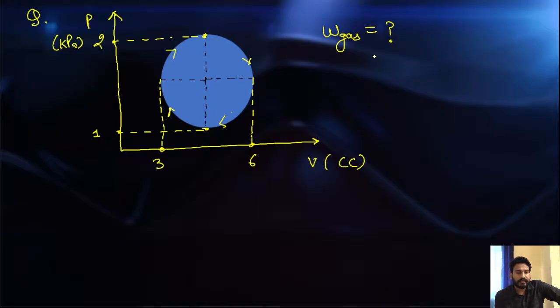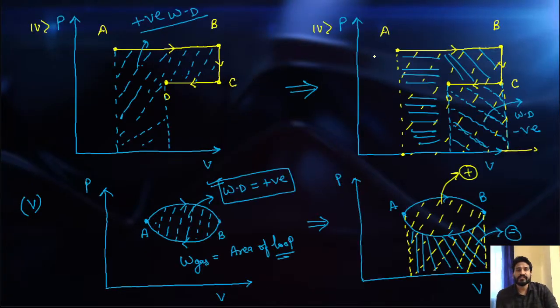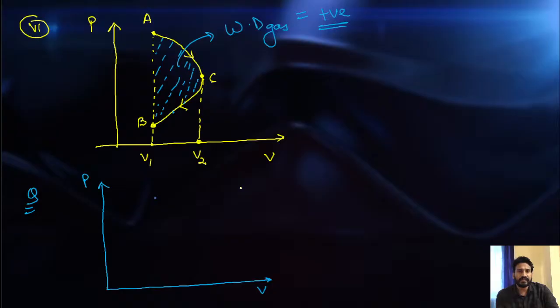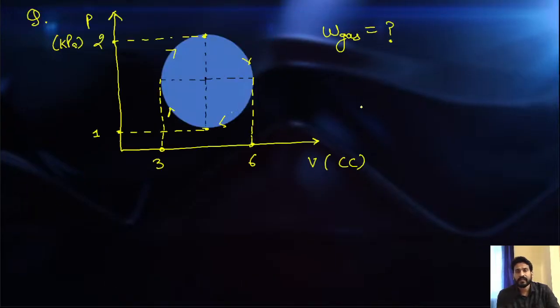So if you pay attention here, we took two cycles, this cycle and another cycle. We talked about a cycle, right? If my cycle is clockwise, my work done will be positive, and if the cycle is anti-clockwise, then work done will be negative. It is very obvious, right? So we can note down two points. If the cycle is clockwise, work done will be positive, and if the cycle is anti-clockwise, then work done will be negative.